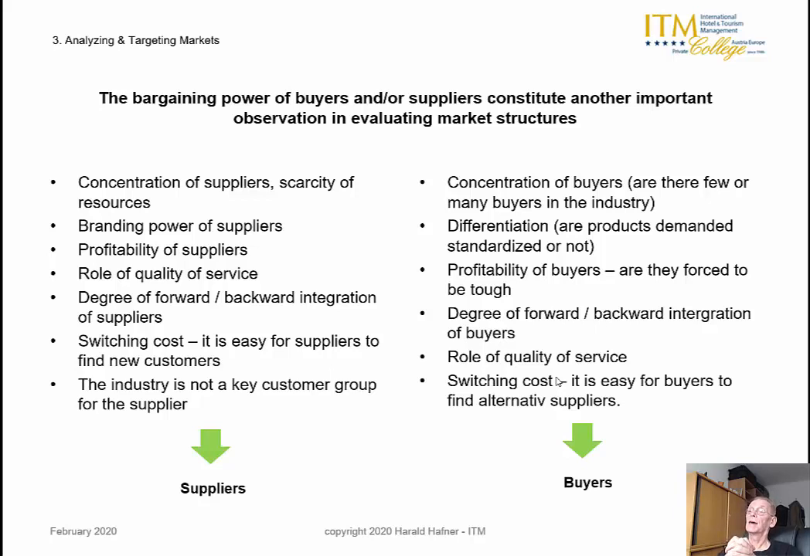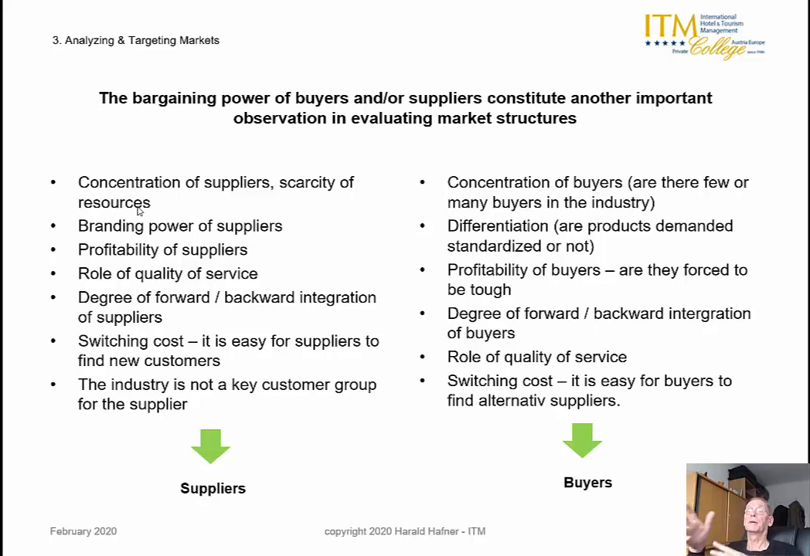If it's not easy, then the bargaining power is low. If we now turn to the supplier side, if the concentration of suppliers is high, so there's a scarcity of resources, for example, where you have to depend on one provider, then the bargaining power is high. The branding power of suppliers: if you would like to focus on branded goods and services that you receive from suppliers, then their bargaining power is high, otherwise it's low.